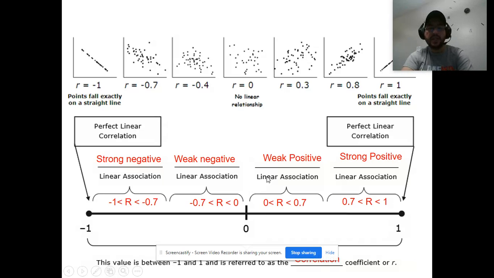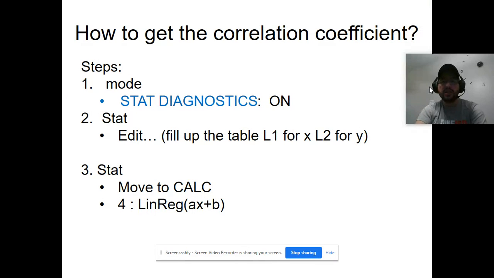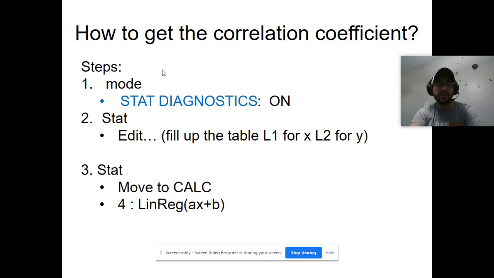Now, with the correlation coefficient, we must use the calculator. Make sure that the calculator is in statistics on. Go to the mode, statistics on, then go to stat, edit, fill out the tables with the data that is given in the problem. Then go to stat, move to calculate, scroll to the right, and then number 4, linear regression ax plus b. Okay, I'm gonna add another video with really detailed steps on how to do it with the calculator.